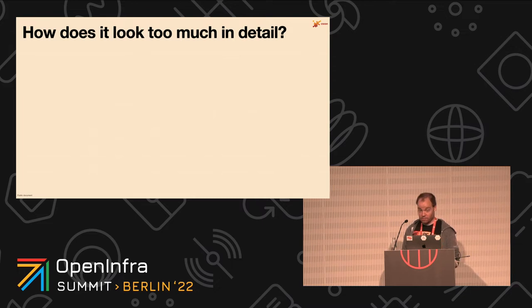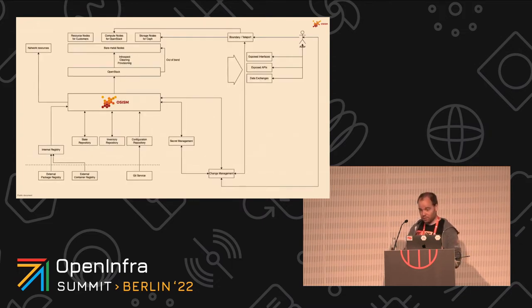Now let's go a bit more into detail. So this is the current framework. On the bottom we have a lot of repositories for the current state, the inventory, the configuration repository. And we have some external services like the Git service where we store our state and so on. And we have external registries for the container images or for the packages we want to deploy on the resources.